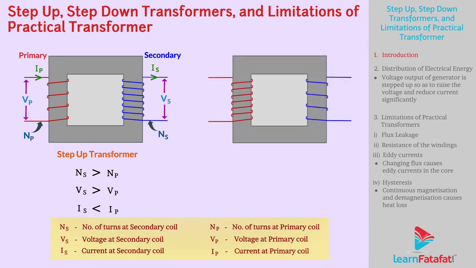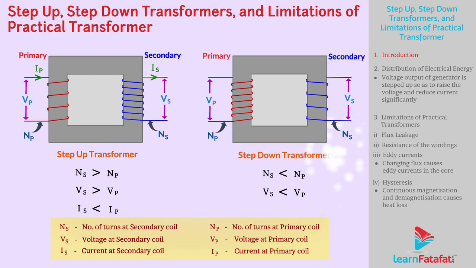In the other case, if a transformer has Ns less than Np, then it means Vs is less than Vp, that is, the voltage output at secondary is smaller than primary. Such transformers are called step-down transformers. For these transformers, secondary current is greater than primary, that is, Is is greater than Ip.